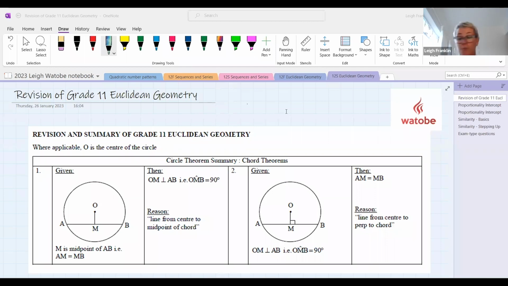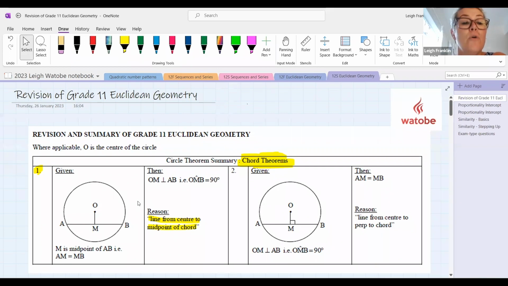Okay, so the first thing that we learned about when we were in grade 11, or at least I know this is the first thing I taught my grade 11s, is the chord theorems. The first one that we're going to talk about is line from center to midpoint of chord. That should ring a bell right now.